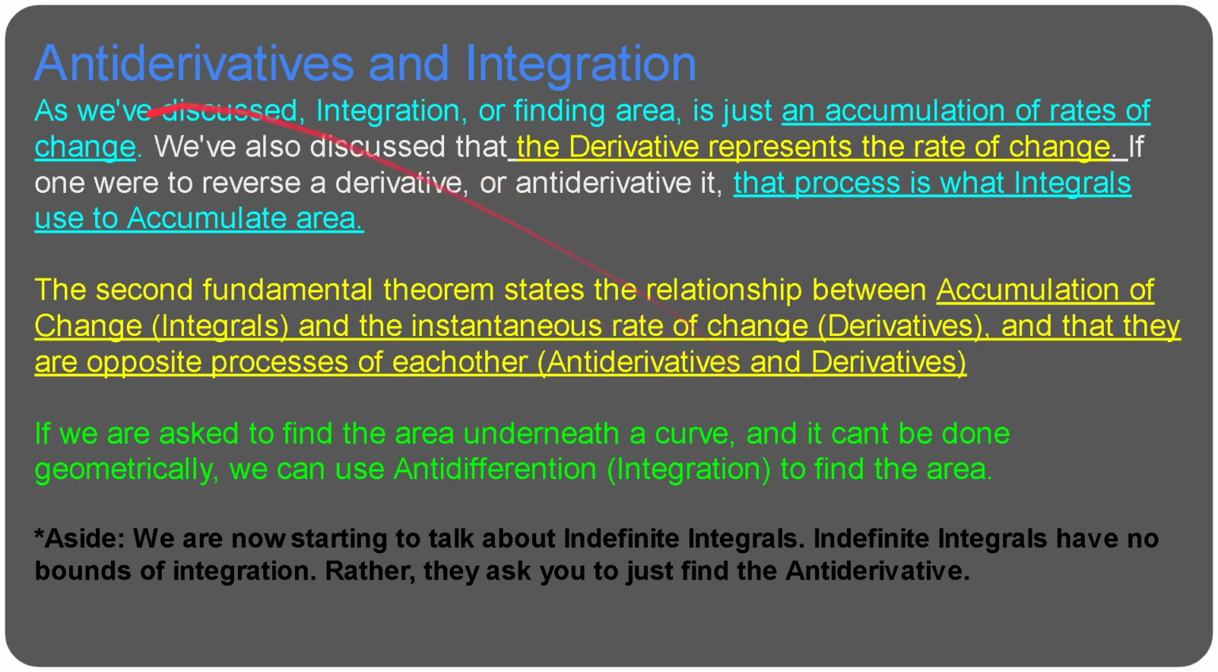So, as we've discussed, integration, or finding area, is the accumulation of rates of change. We've also discussed that derivatives represent the rate of change. So if you were to reverse a derivative, that process is what integrals use to accumulate area. So that's how integrals work. It works with the antiderivative. And yeah, this is kind of just restating that the relationship between accumulation and instantaneous rate of change, they are opposite processes of each other. If we're asked to find the area underneath a curve, it can be done geometrically, or you can use anti-differentiation.